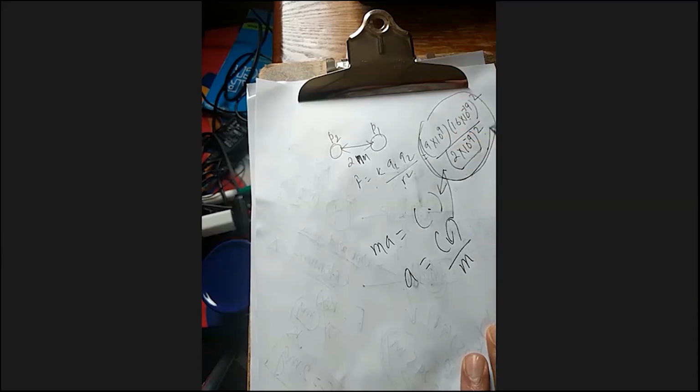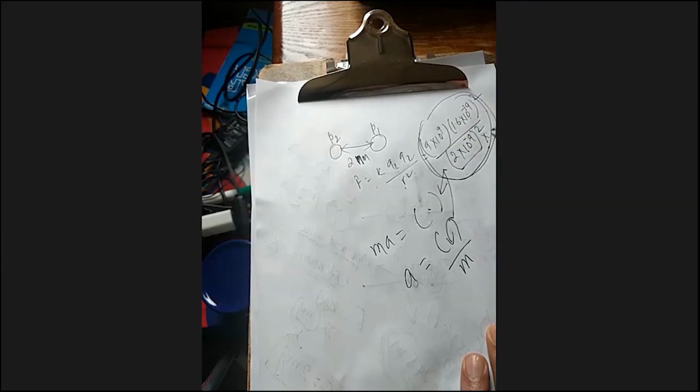That's your F. But what is your F? F is MA, right? MA equals this guy. This whole thing comes in here. Then how do you find A? A equals this guy divided by M. Meaning this guy divided by M here.